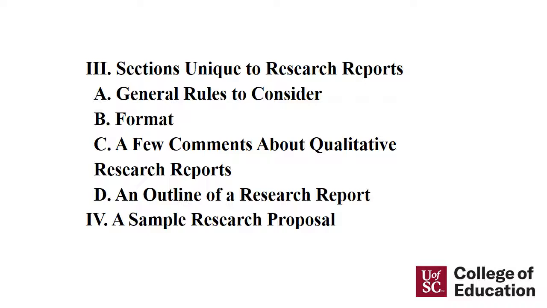D. An outline of a research report. Figure 25.1 shows an outline of a research report. Although the topics listed are generally agreed to within the research community, the particular sequence may vary in different studies. 4. A sample research proposal. The research proposal given in the text is a good example of a beginning effort. It also includes a report of a pilot study, a small-scale trial of the proposed procedures.